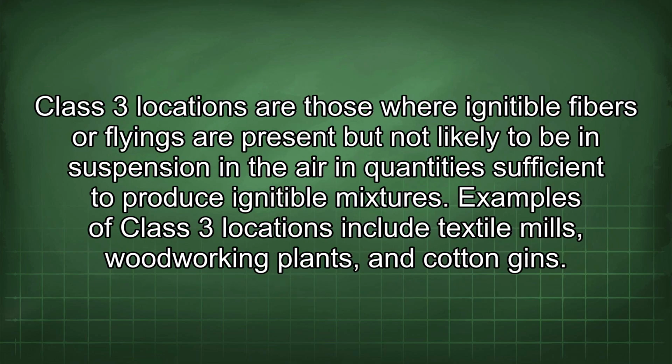Class 3 locations are those where ignitable fibers or flyings are present, but not likely to be in suspension in the air in quantities sufficient to produce ignitable mixtures. Examples of Class 3 locations include textile mills, woodworking plants, and cotton gins.